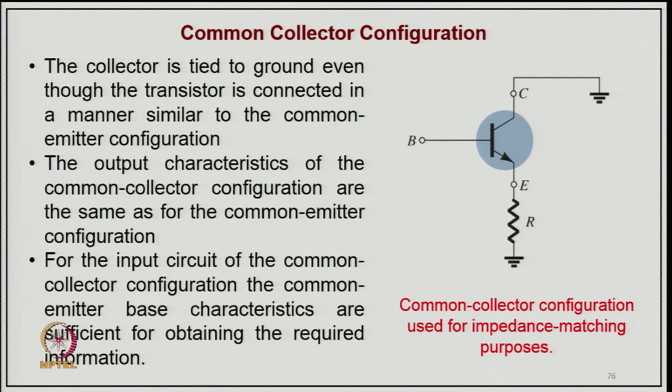The collector is tied to the ground even though the transistor is connected in a manner similar to that of the common emitter configuration. The output characteristics of the common collector configuration are the same as for the common emitter configuration, and for the input circuit of the common collector configuration, the common emitter base characteristics are sufficient for obtaining the required information.